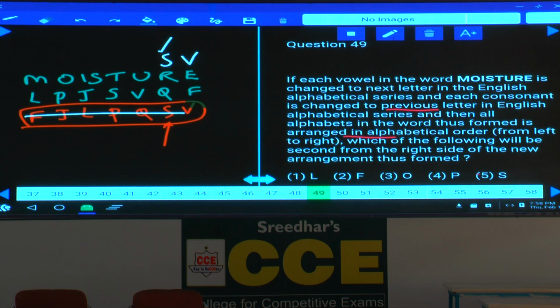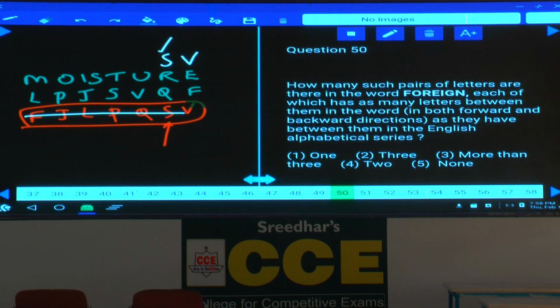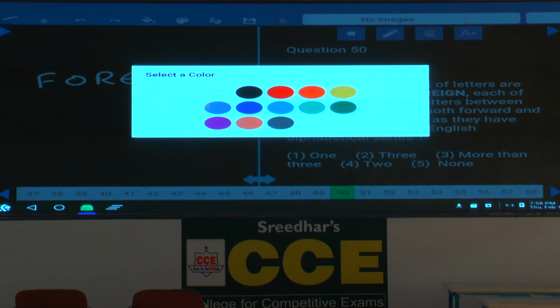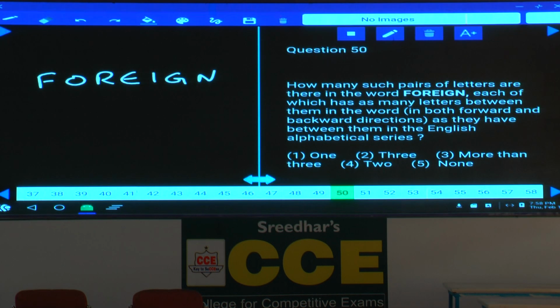And your answer is S, that is choice 49. Then coming to question number 50. Now in this one, how many such pairs of letters are there in the word foreign? F-O-R-E-I-G-N, foreign. How many such pairs of letters are there in the word foreign? Each of which has as many letters between them as they have in the English alphabet.